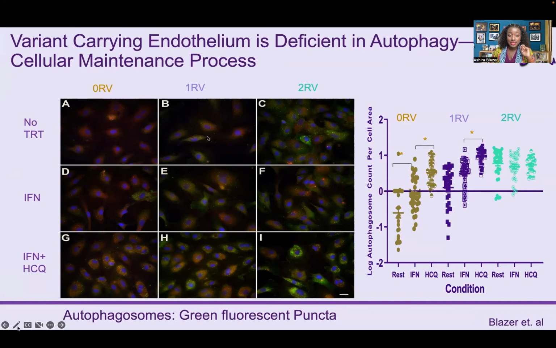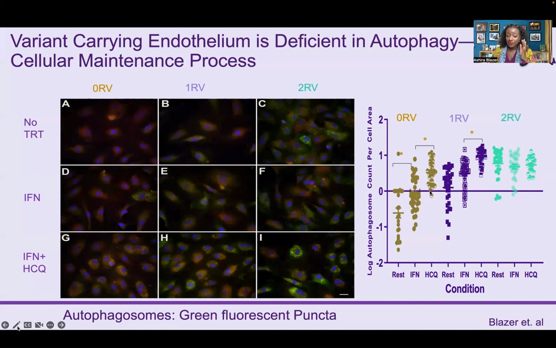So the untreated state is the top row, the interferon treated state is the middle, and interferon plus hydroxychloroquine is at the bottom. And here we gave hydroxychloroquine because it neutralizes the lysosome pH and decreases lysosomal function. So we should induce an autophagic flux defect under these conditions. Now this is quantified in the graph here on the right, with the log autophagosome count per cell on the y-axis. And you can see the different conditions across the genotypes.